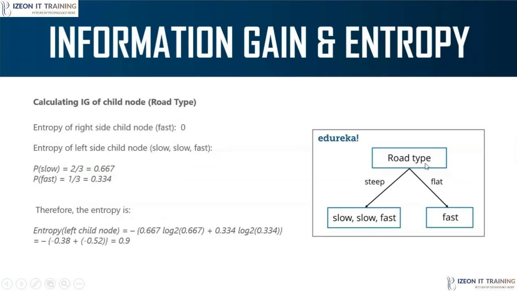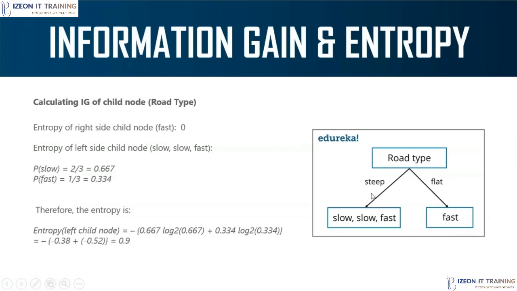I'll go through this again. Basically, here we are calculating the information gain and entropy for the road type variable. Whenever you consider the road type variable, there are two values, steep and flat. Whenever the value for road type is steep, you get any one of these three outcomes: either slow, slow, or fast. And when the road type is flat, your outcome will be fast. Because there's no uncertainty whenever the road type is flat, you'll always get an outcome of fast. This means that the entropy here is 0, or the uncertainty value here is 0. But here there is a lot of uncertainty.